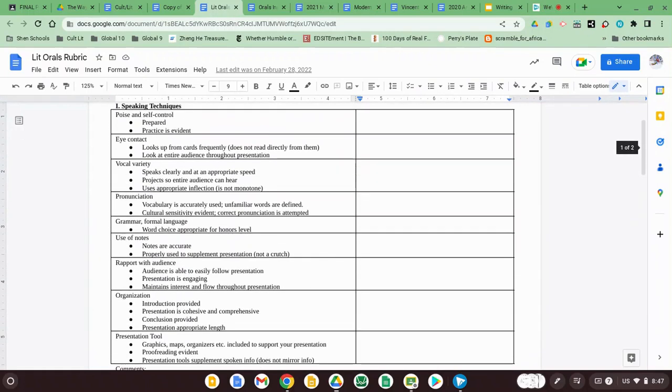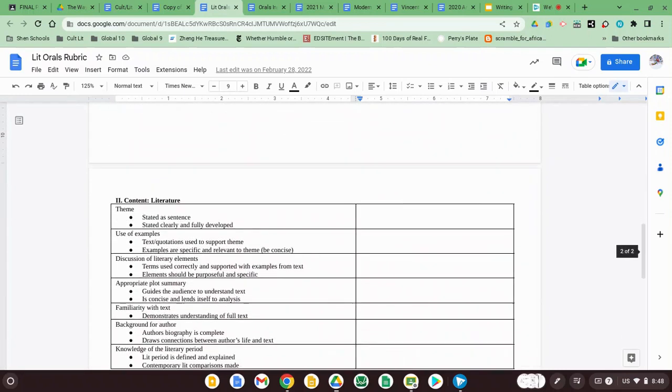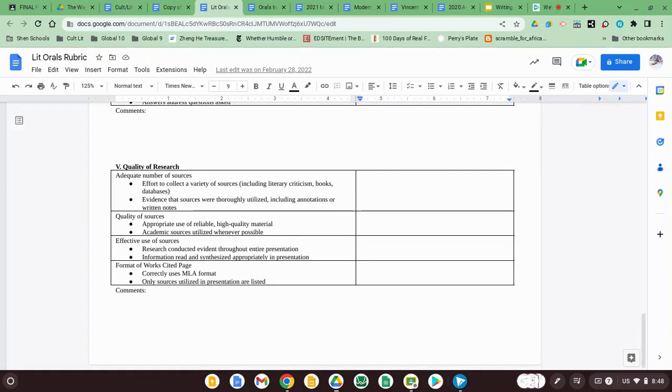Kids are also graded based on their speaking techniques. It's a very holistic rubric. My co-teacher and I use this space to make comments on individual presentations, give them pieces of constructive criticism, give them pieces of praise. And then they also have a section where they're evaluated on the question and answer period. We find that this is a time for the kids to really shine. If they've done the breadth and depth of research that they need to do, they really take off in the question and answer period.